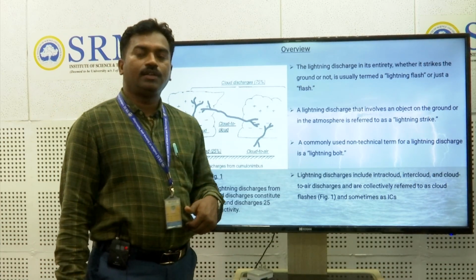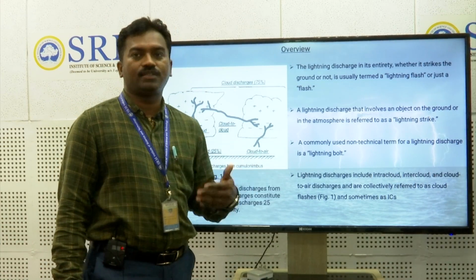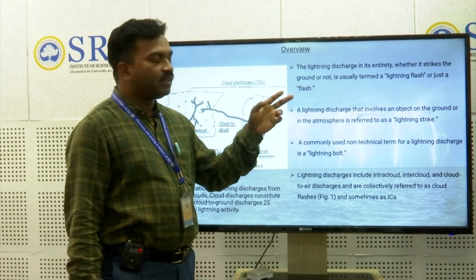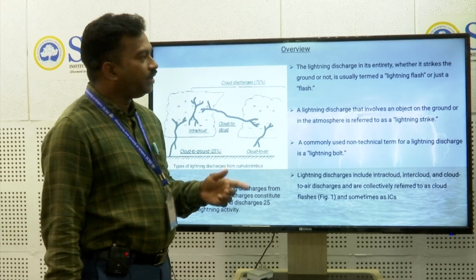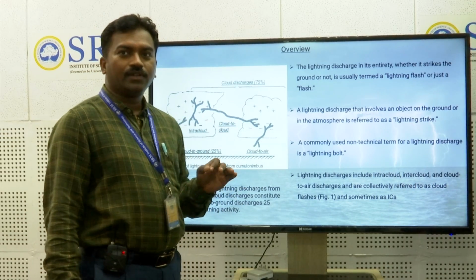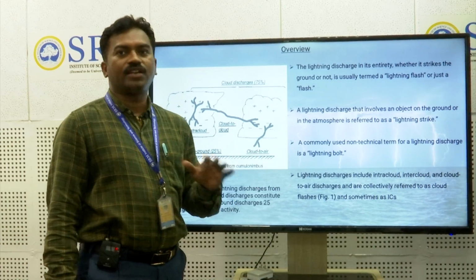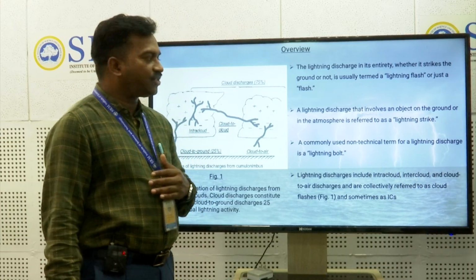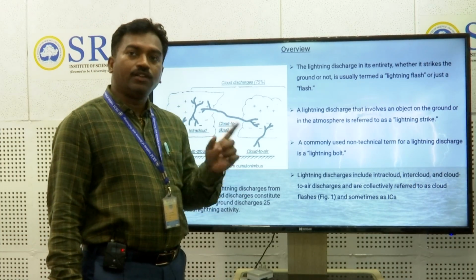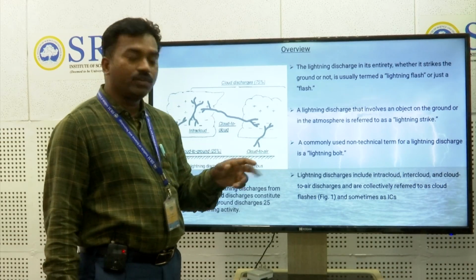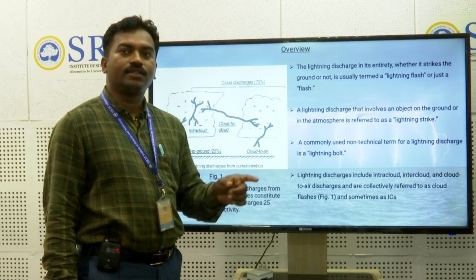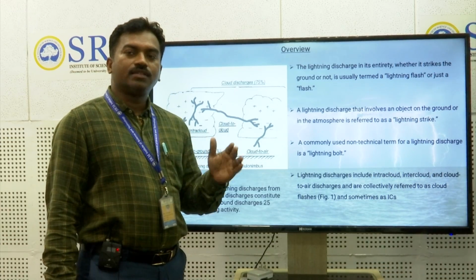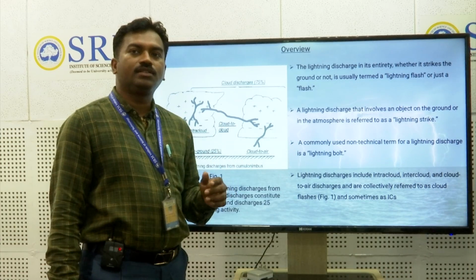So what is a lightning discharge? There are various terminologies with respect to lightning. A lightning discharge in its entirety, whether it strikes the ground or not, is termed a lightning flash. If lightning simply happens and does not strike any object or the ground, it is called a lightning flash. A lightning discharge that involves an object on the ground or in the atmosphere is called a lightning strike. A commonly used non-technical term for the lightning discharge is a lightning bolt.